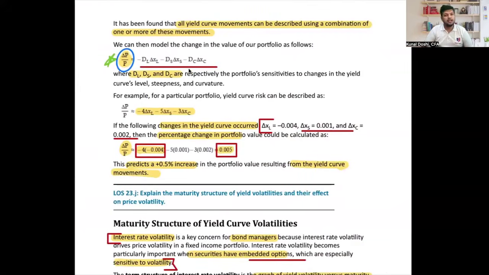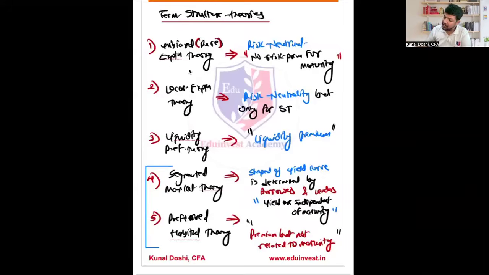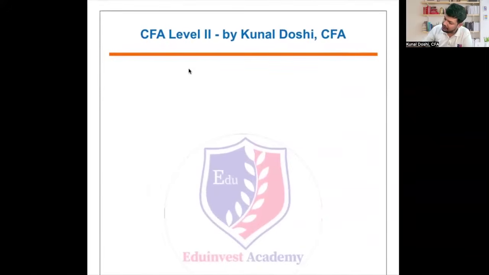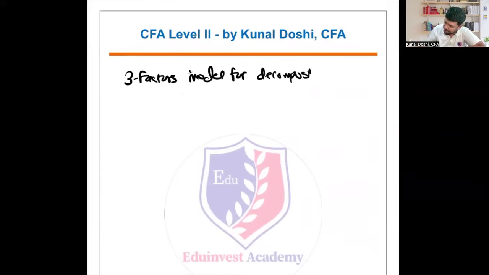Understood, everyone? So I will write down here the three-factor model. What is this three-factor model? We are trying to understand what is going to cause the change in the bond price. It is a three-factor model for decomposing the yield curve. Okay, so we are understanding the three-factor model.